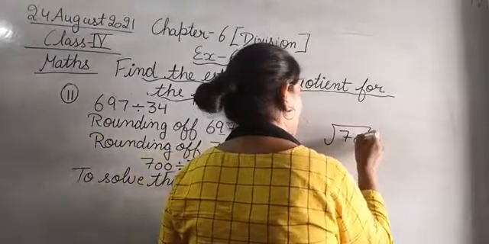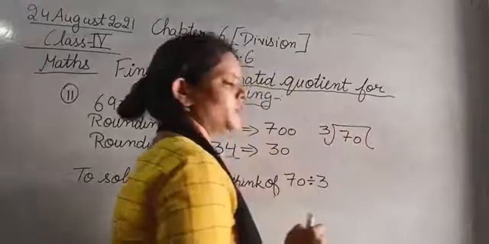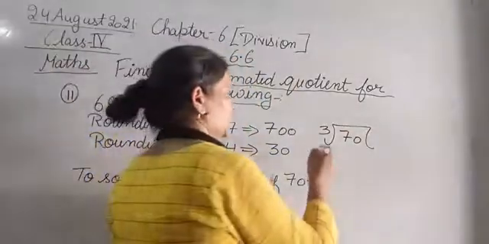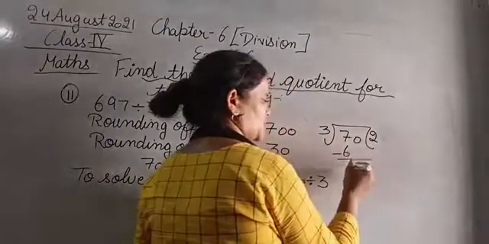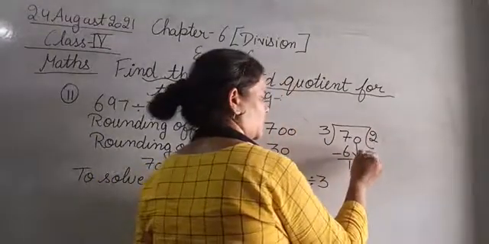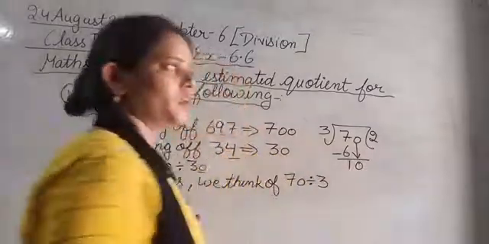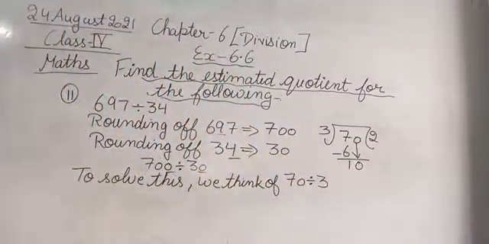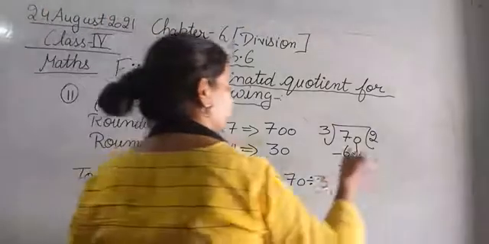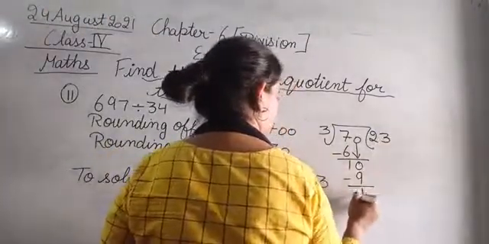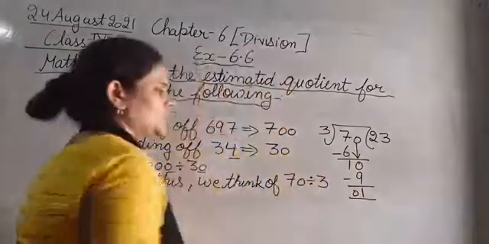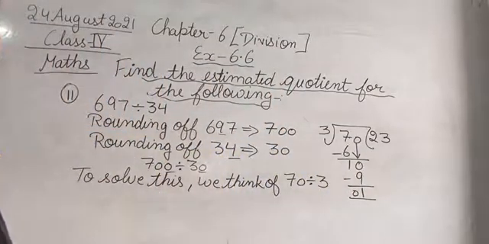70 divided by 3. 3 2s are 6. 7 minus 6, 1. Bring down 0. The number became 10. So 3 3s are 9. 10 minus 9 is 1. So the remainder we got after division is 1, whereas the quotient is 23.